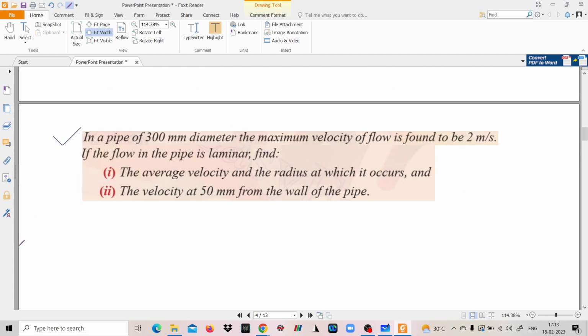In a pipe of 300 mm diameter, the maximum flow velocity is found to be 2 meter per second. If the flow in the pipe is laminar, find the average velocity and the radius at which it occurs, and the velocity at 50 mm from the wall of the pipe. Please read the screen for 1 minute and try to visualize the problem.